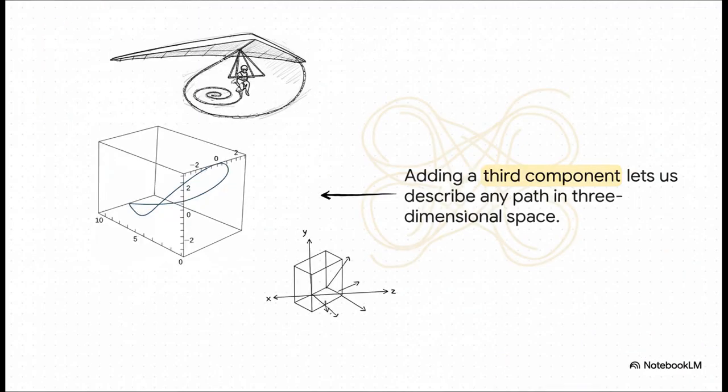But this is where it gets really cool. All we have to do is add one more piece, a third component for the z-axis, and suddenly, boom, we break free from that flat plane. Now we can describe any path in 3D space. Remember that amazing spiral from the hang glider? We can map that now. We're not just doodling on paper anymore. We are literally mapping motion in the real world.